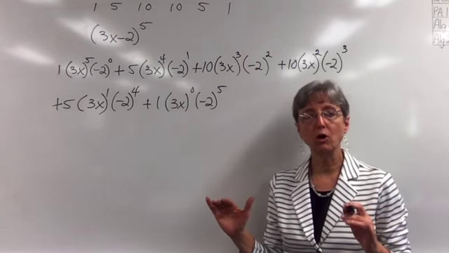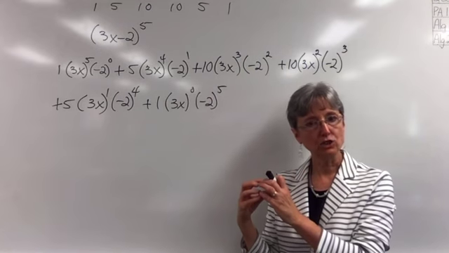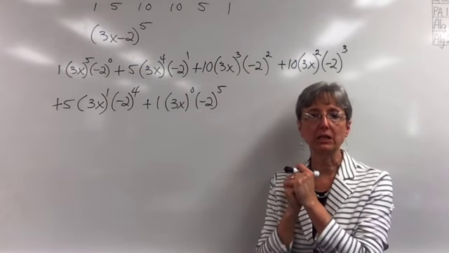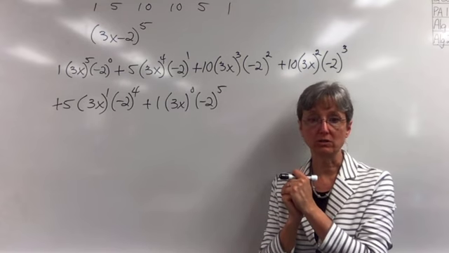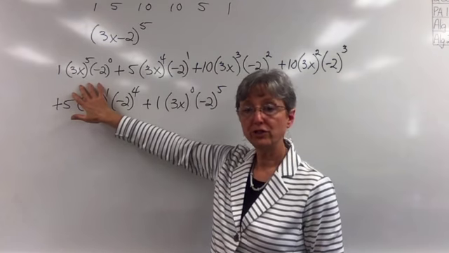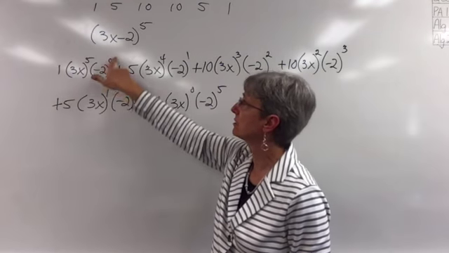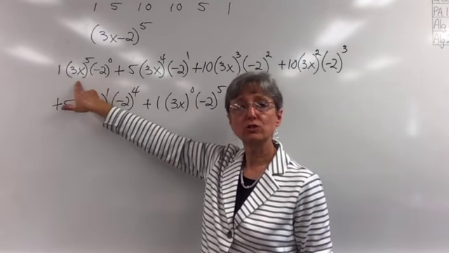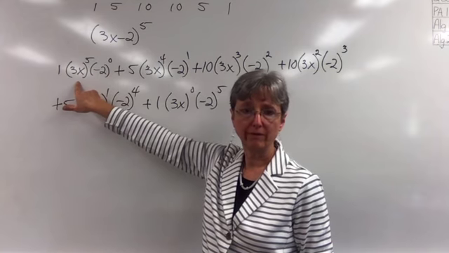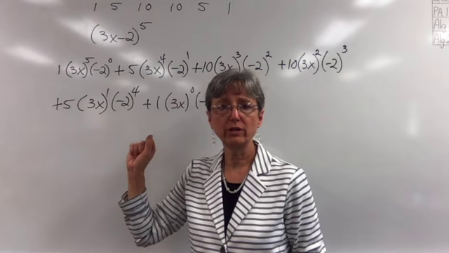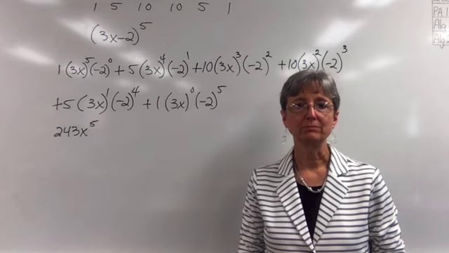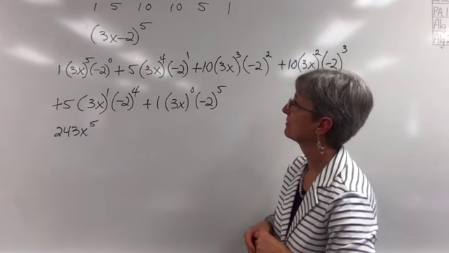So now we're going to go back and take each term one at a time and simplify, and be careful. Make sure you understand all the rules for powers. Okay, our first term, this is 1. Anything to the power of 0 is 1. So this is 3x to the power of 5. And 3 to the power of 5 is 243. There's our first term. 243x to the 5th.